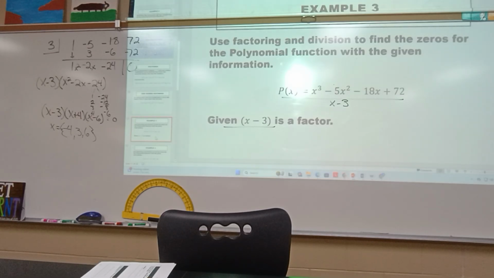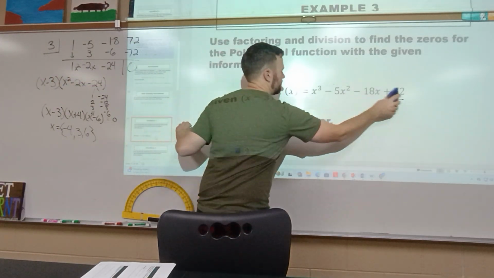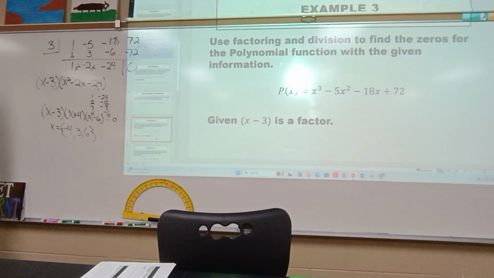So what's my first step? Let's do another one. If they give me one of the factors, what's my first step? Divide it, right? Divide it and then solve it in one of our other ways. What if I divide it and I don't get a zero remainder? What should I do?